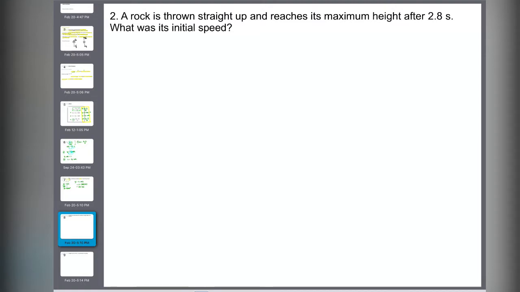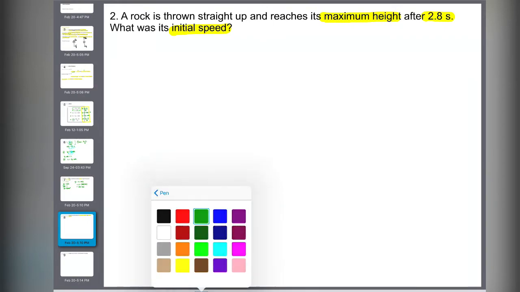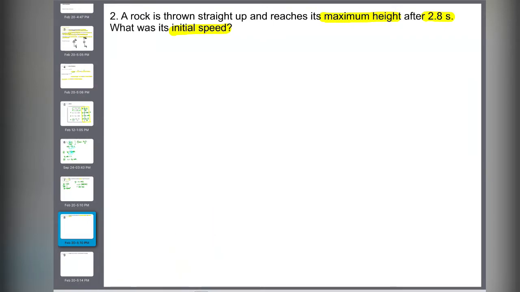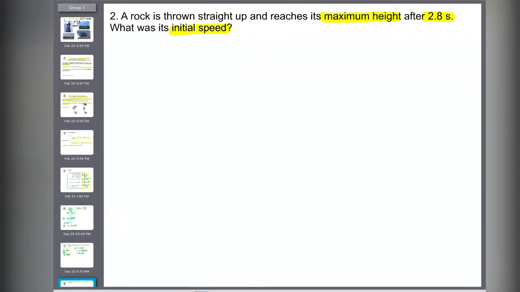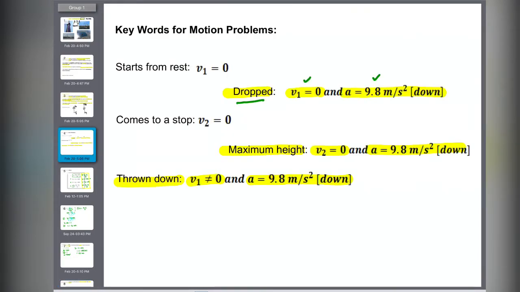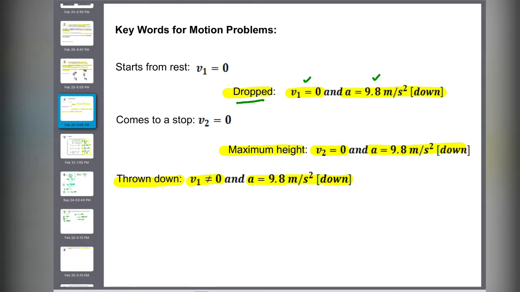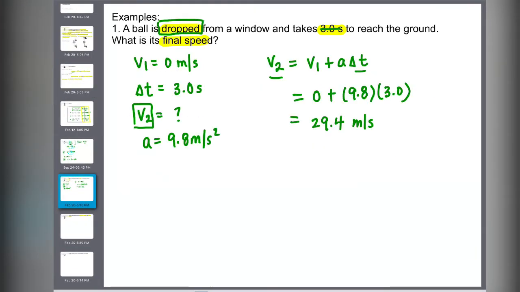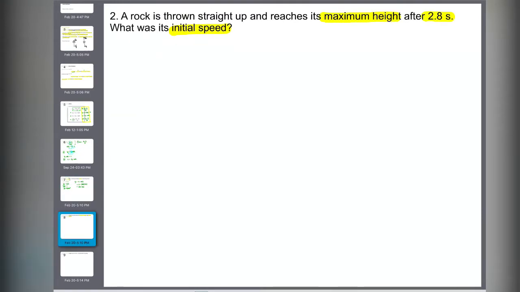Everything looks easy when I'm doing it because I've been doing it for 20 years, right? Okay, so this question: a rock is thrown straight up and reaches the maximum height after 2.8 seconds. What is the initial speed? Okay, so I have maximum height. So go back to the note. When we say maximum height, we are given V2 is 0 and A is 9.8.